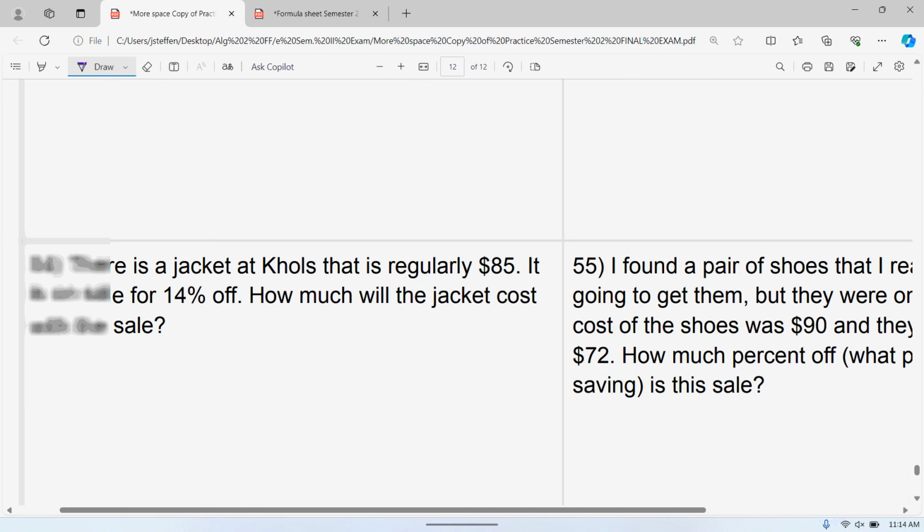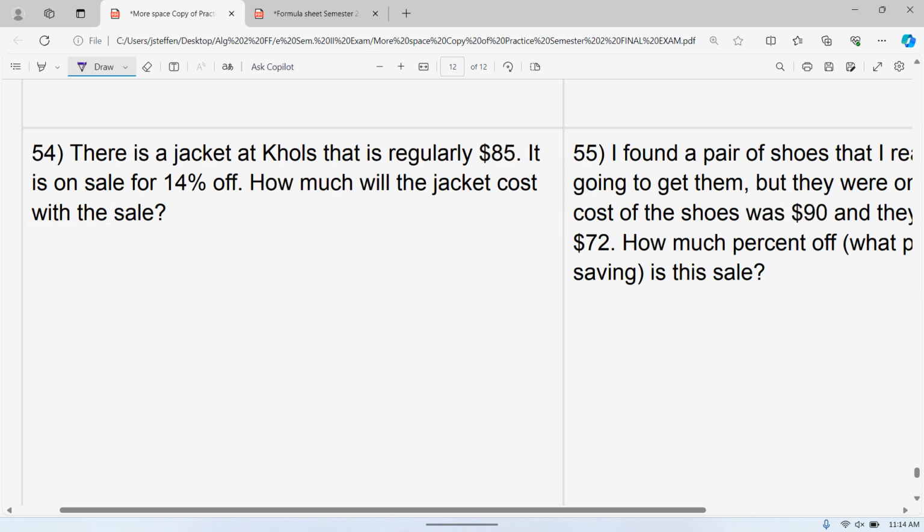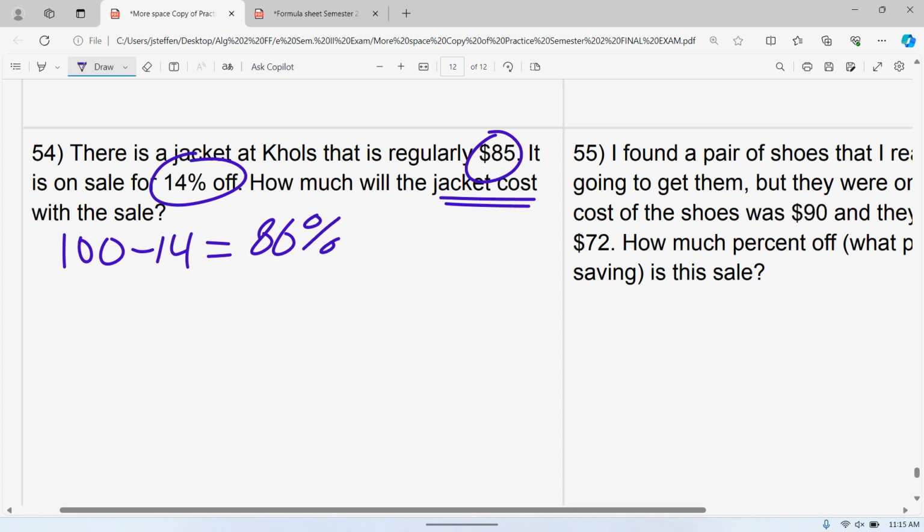The jacket's regular price is $85. It's on sale for 14% off. How much will the jacket cost with the sale? So how much is the jacket going to cost? Now remember, there's 2 ways to do this. I honestly think the easiest way is if it's 100% normally, we're saving 14%. So how much are we paying for? What percentage? Well, 100 minus 14 is 86. So we're only paying for 86% of the jacket. So for the $85, I'm paying for 86% of it. So multiply that by 0.86. That gives you 73.